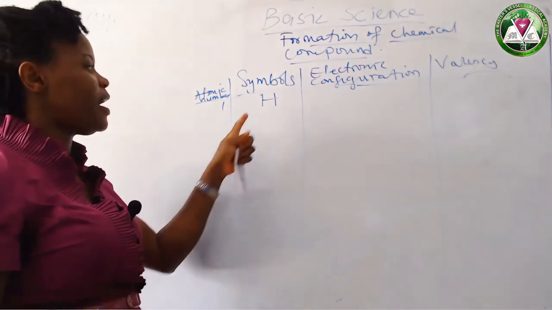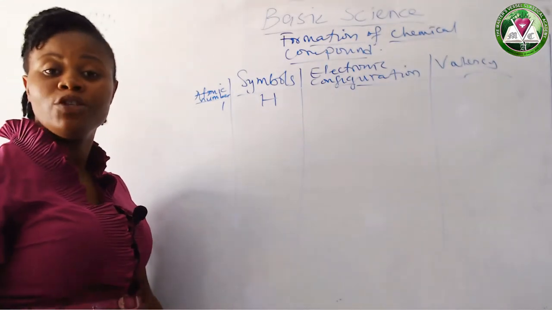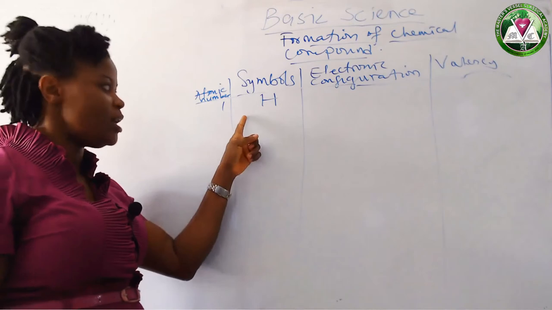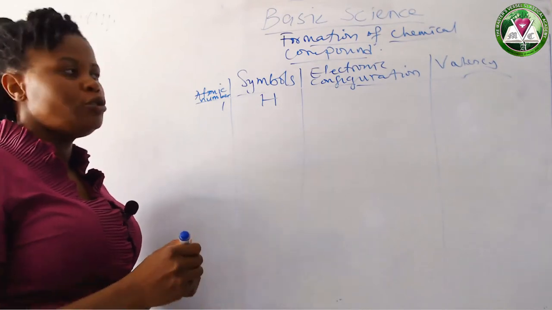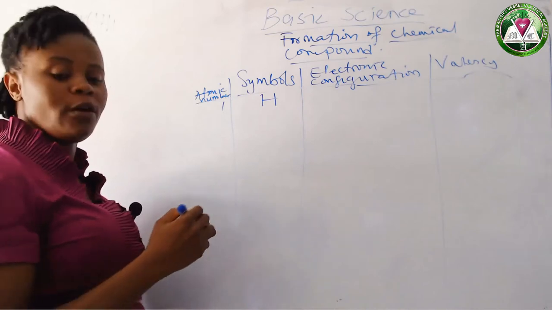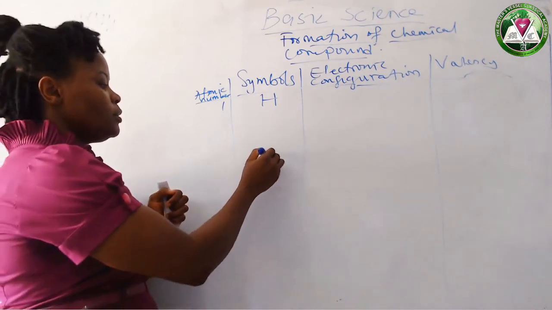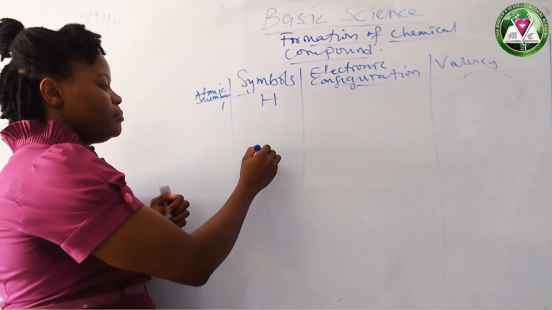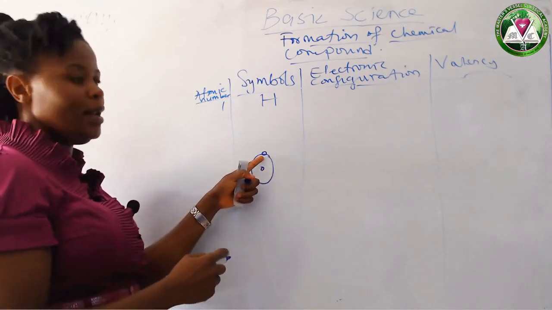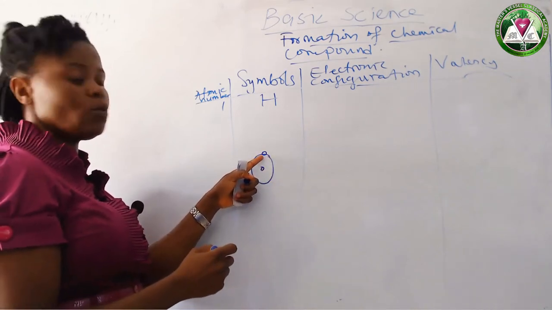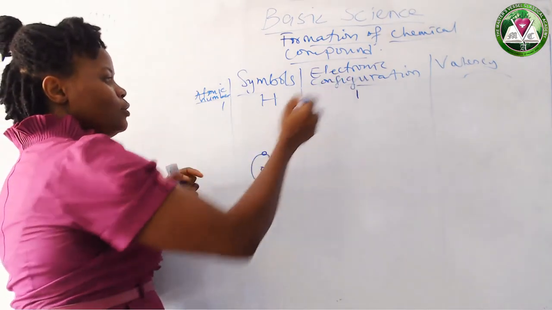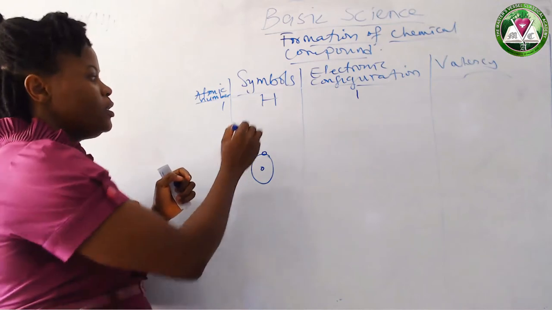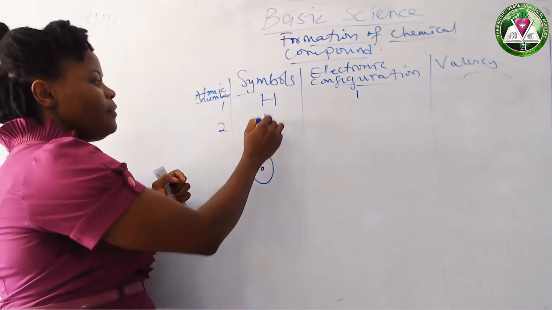Number 1 is hydrogen. And what's the symbol of hydrogen? H. That's correct. Now, from the structure you drew, you notice that the structure of hydrogen was just like this. It has just one electron. So you just write out the electron, 1. The next one, number 2, you have helium.